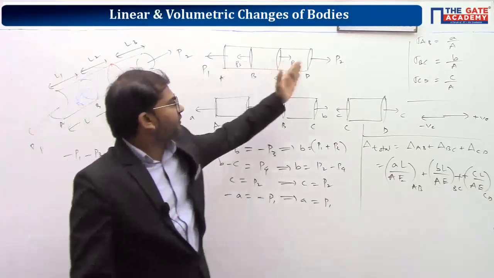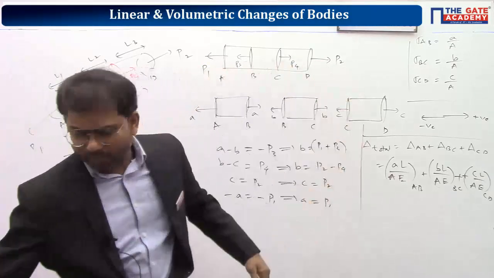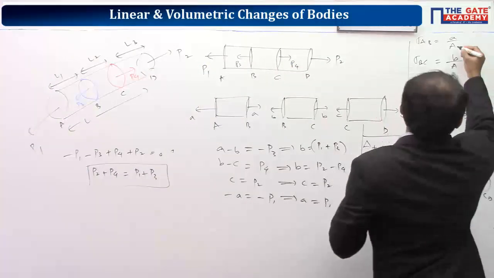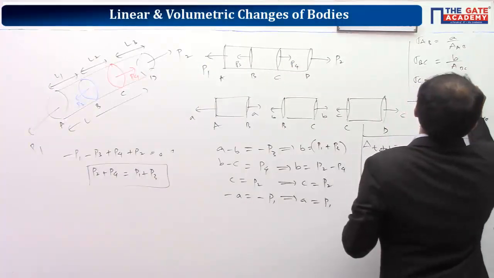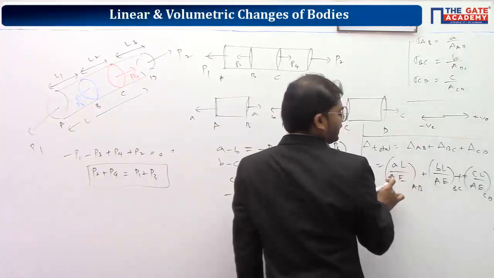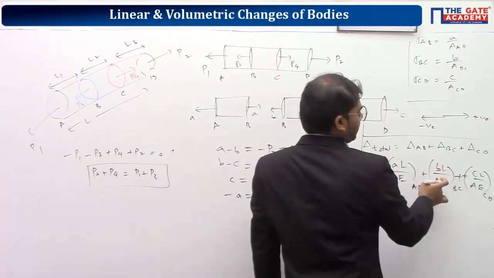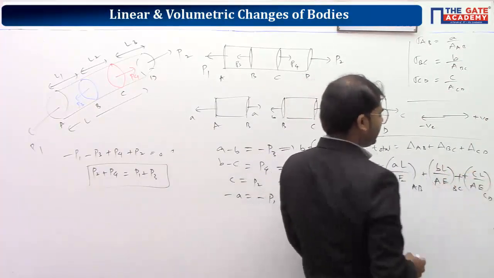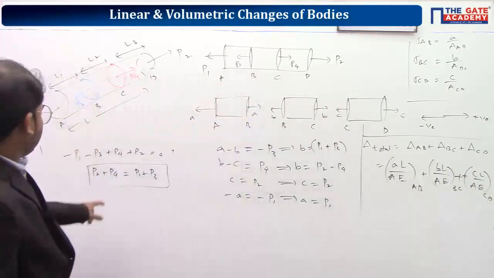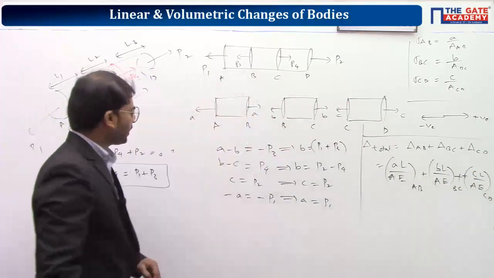Here I took the same area of cross section. Strictly speaking, this is area of AB, this is area of BC, area of CD. So here length, area, Young's modulus of AB part, length, area, Young's modulus of BC part, same way for CD part respectively there. Here both are not correct. I did some mistake. Let me check here.